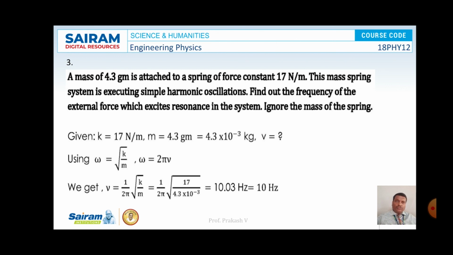So we know that omega is equal to square root of K by M, or omega is equal to 2 pi mu. So further mu is equal to 1 by 2 pi into square root of k by m, and when we calculate by substituting the parameters, the value becomes 10.03 hertz, or it is equivalent to 10 hertz.